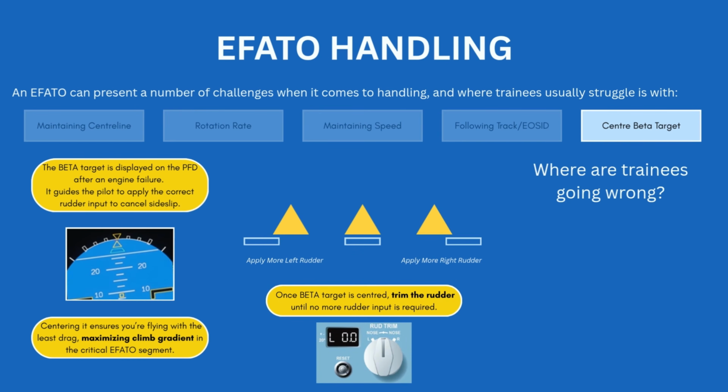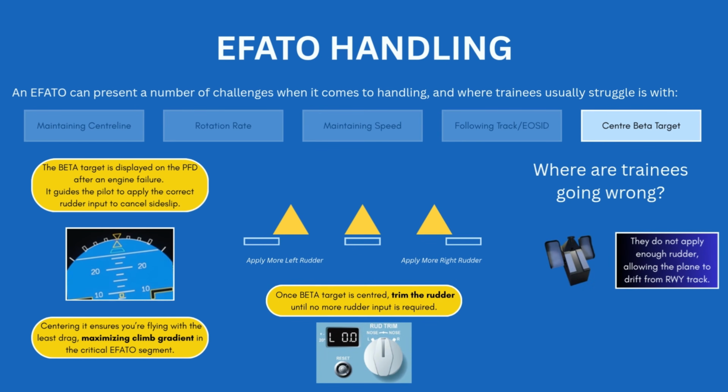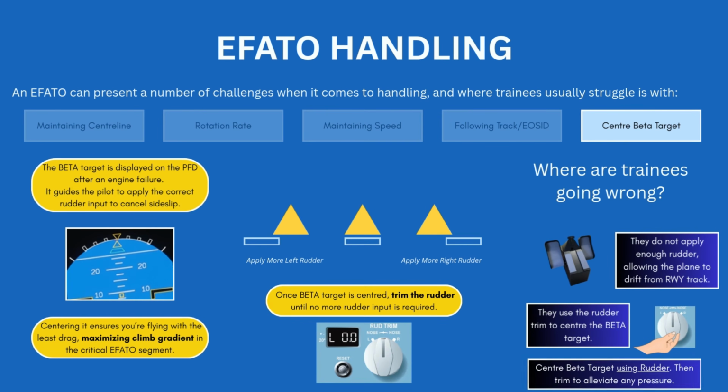So where are trainees going wrong? They do not apply enough rudder, allowing the plane to drift from runway track, and they use the rudder trim to center the beta target. This is not the correct procedure, as you should center the beta target with the rudders, then trim to alleviate any rudder pressure from pilot flying.